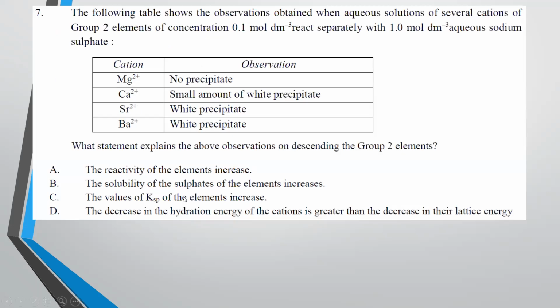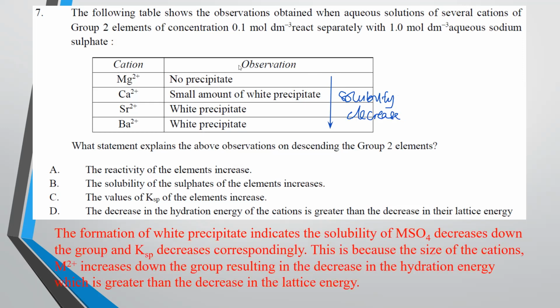Okay, number 7. The following table shows the observations obtained when aqueous solutions of several cations of group 2 elements in concentration 0.1 mol per dm3 react separately with 1.0 mol per dm3 of aqueous sodium sulfate. So you can see that magnesium gives no precipitate, calcium a small amount, strontium and barium a large precipitate. So what they are trying to tell you in here is that going down group 2, the solubility of the sulfate decreases. Okay, which statement best explains the above observations on descending group 2?